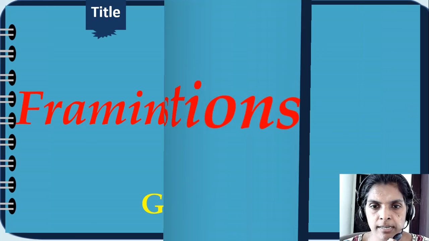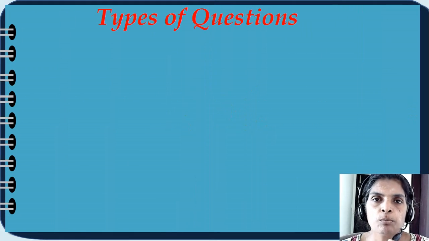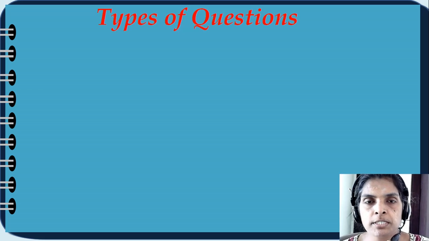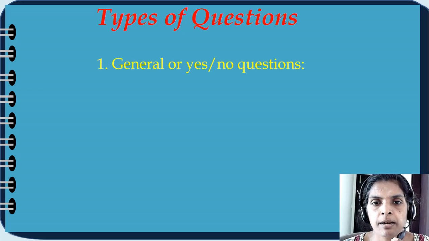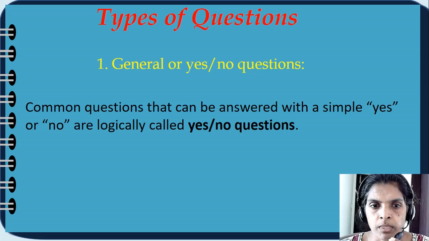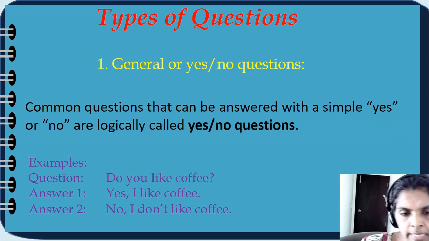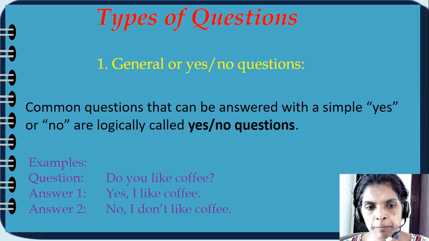Let's get started. So before going to framing questions, we will see how many types of questions are there. There are basically 4 types of questions. First one is called general or yes no questions. Common questions that can be answered with a simple yes or no are logically called yes no questions. This is an example. Do you like coffee?